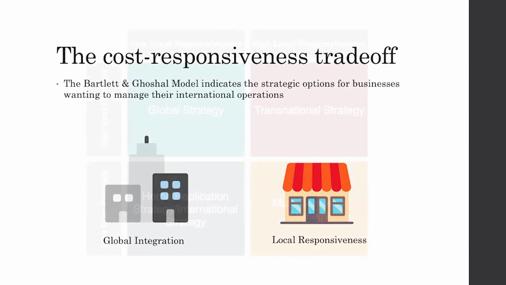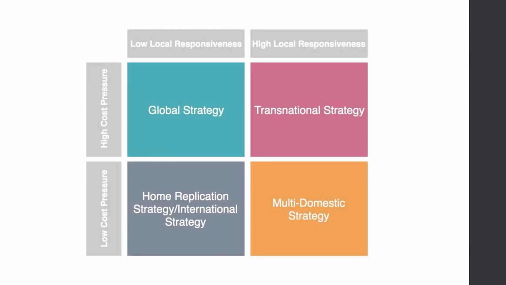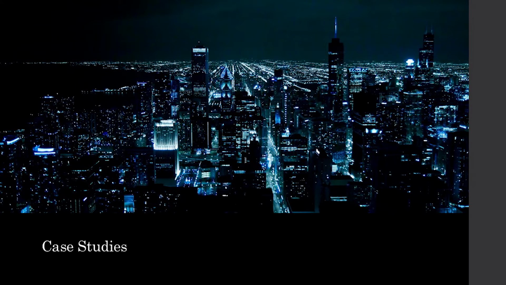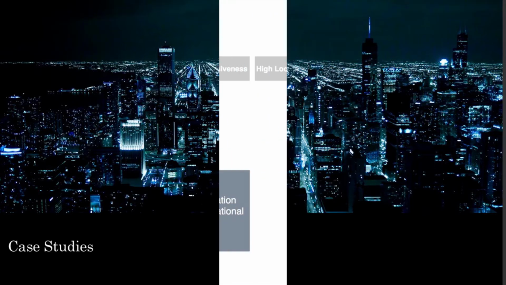As we can see from the chart, the x-axis indicates the level of local responsiveness, and on the y-axis, the higher the global efficiency or the global integration, the higher the cost pressure. These differences separate the firm's global innovative strategies into four categories. I will then analyze these different global strategies using cases from some of the fitting companies in each category.